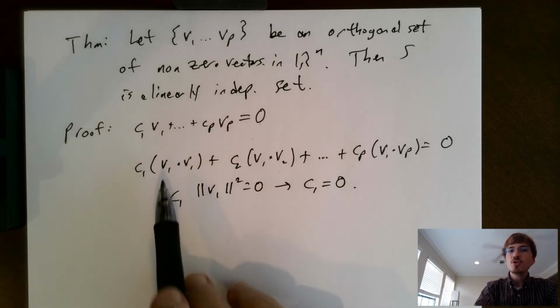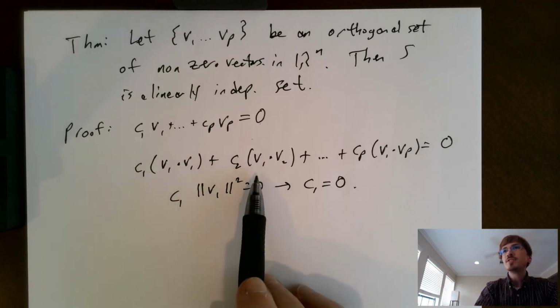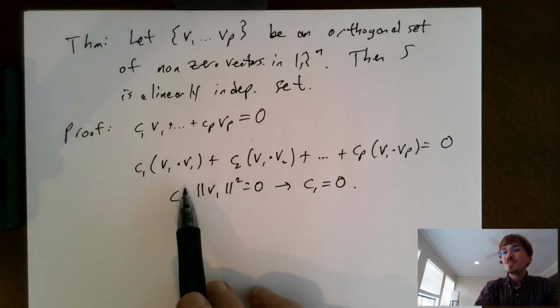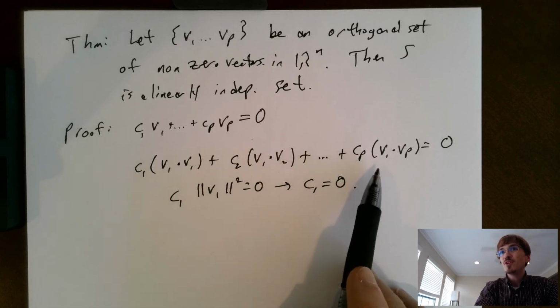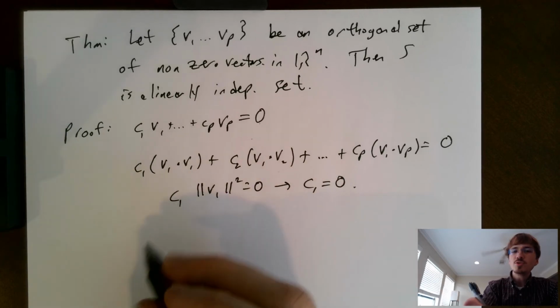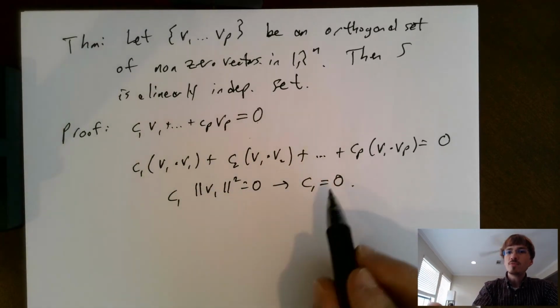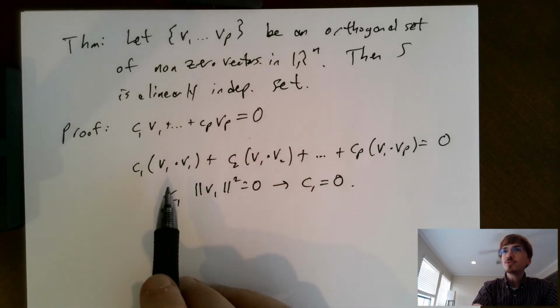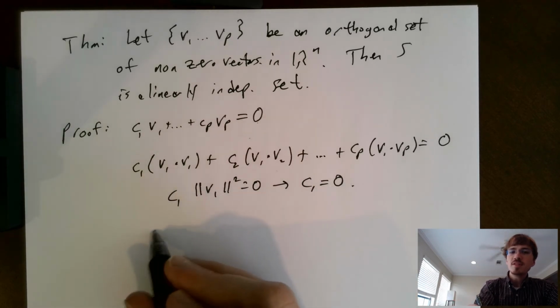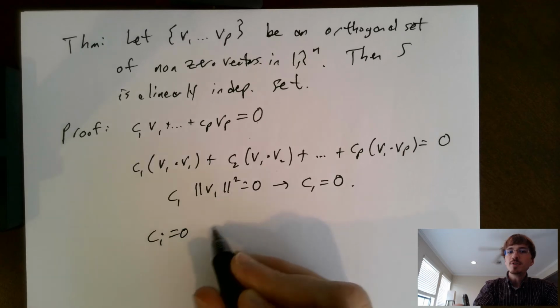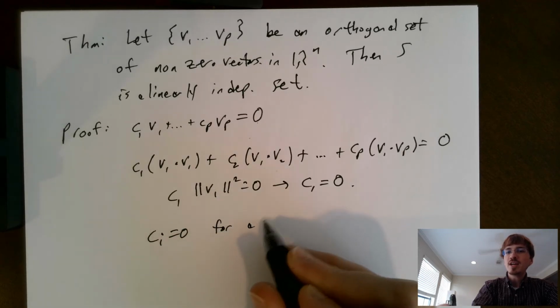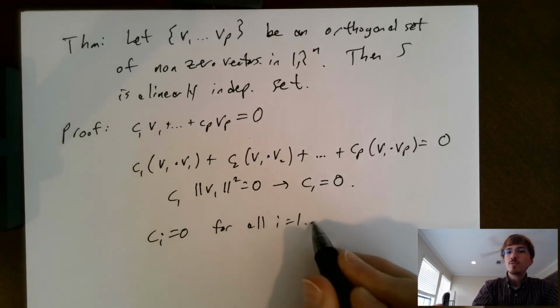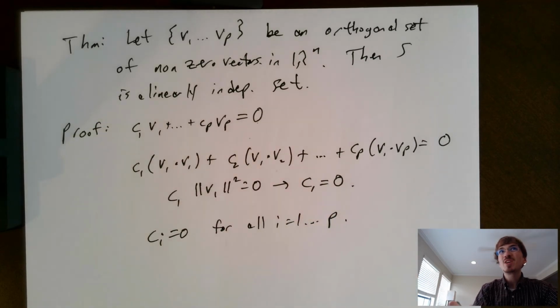And now there was nothing special about dotting both sides with v1. We could have done this with v2, v3, all the way through vp. And so doing this for all vectors v1 through vp, we see that c sub i will be 0 for all values i from 1 up to p. Because again, there was nothing special about doing this with v1.